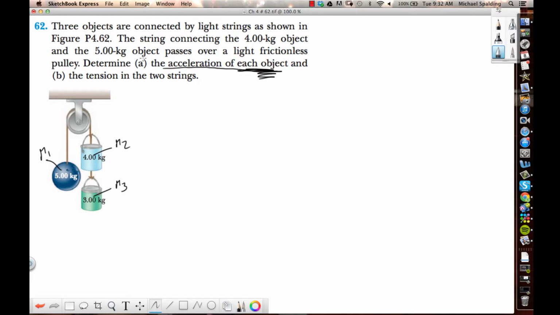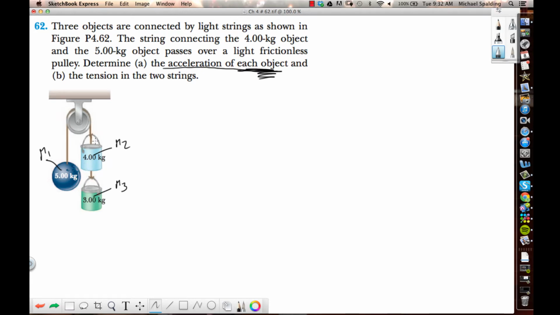Now, here's a little trick, and you don't have to do it this way. You could solve this by doing 3 free body diagrams: one for the 5 kilogram, one for this guy, and one for that guy. If you do 3 free body diagrams, how many times do you have to sum the forces? 3 times. And it's solvable that way. Maybe at the end of the video I'll show you how. But what I like to do for a problem like this is simplify it.